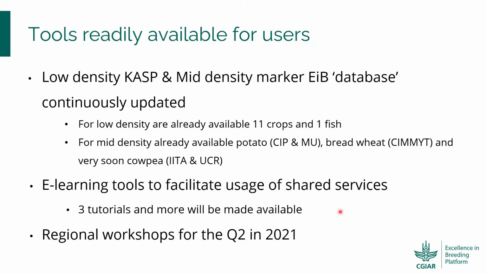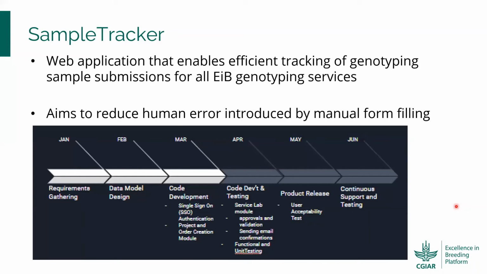If everything is fine, depending on the COVID situation in all the world, we will start also with the regional workshops during this year. In addition, we are also developing with the help of Venice a sample tracker. It's a web application that enables efficient tracking of genotyping sample submissions for all the EiB genotyping services. The target is to reduce the human error introduced by manual form filling, because now we are doing everything manually. This application will need no installation and will be accessible as a web application.